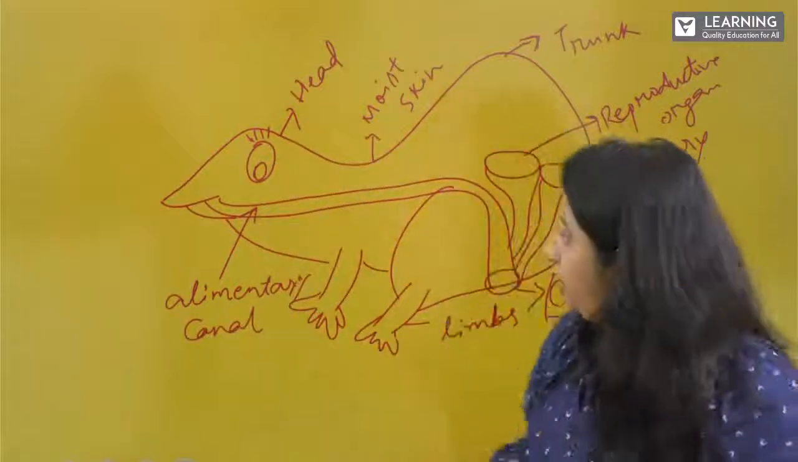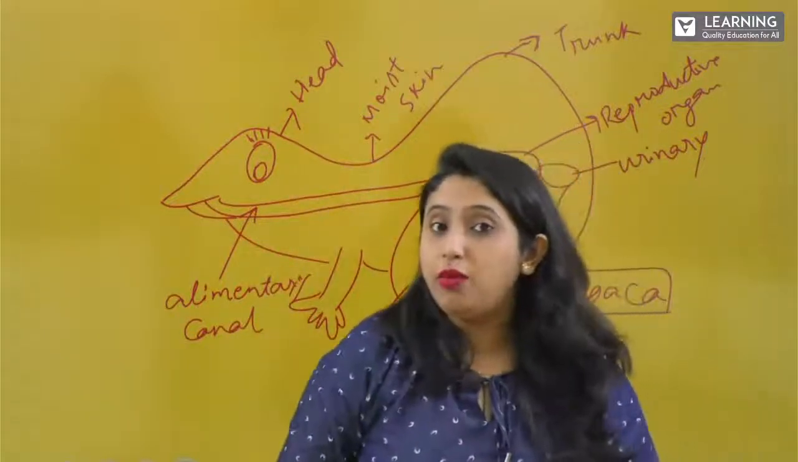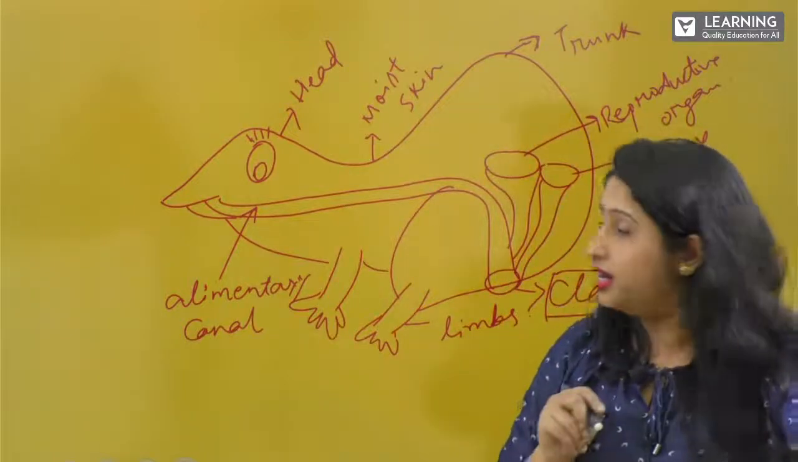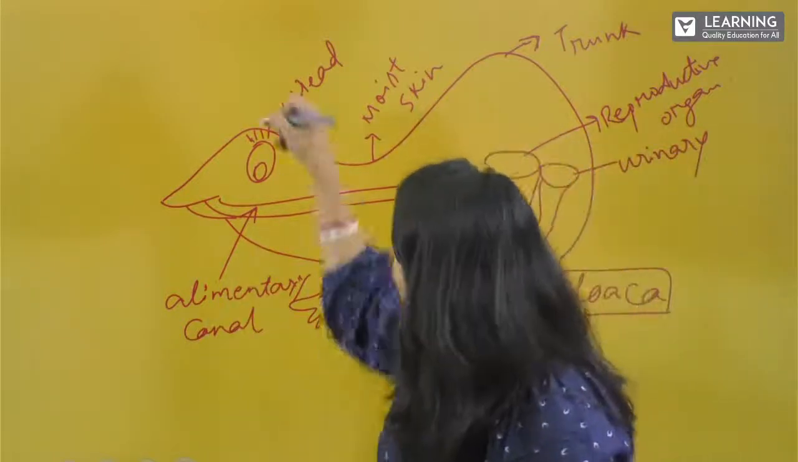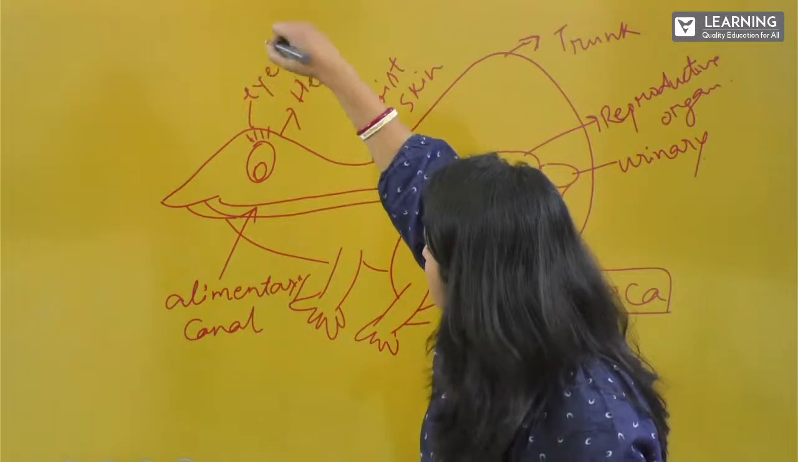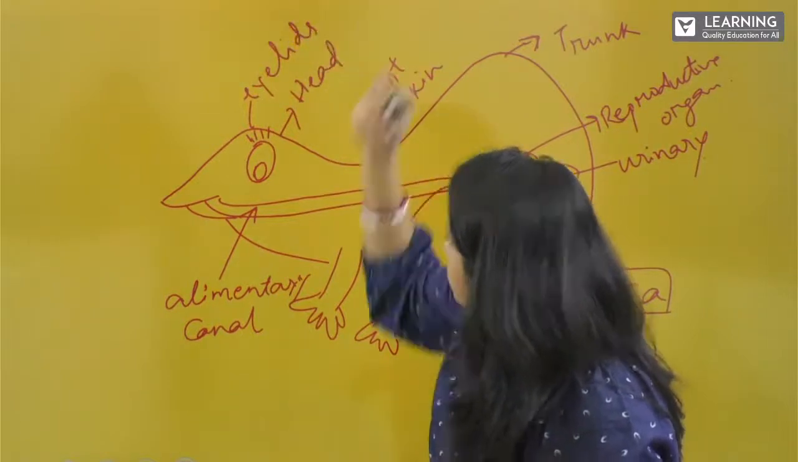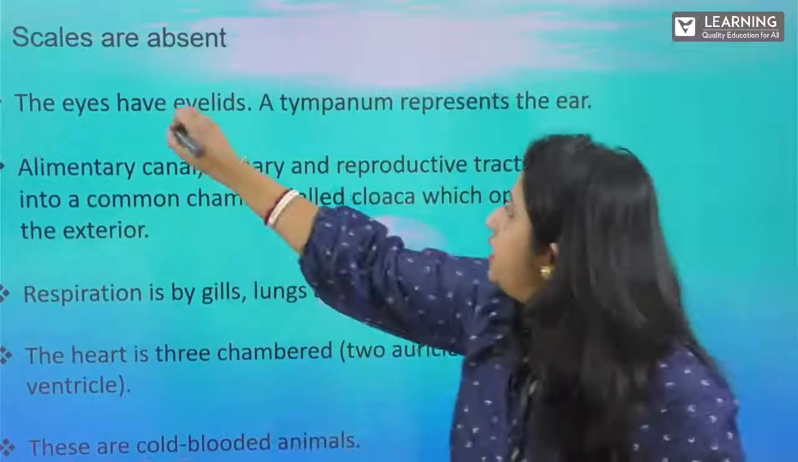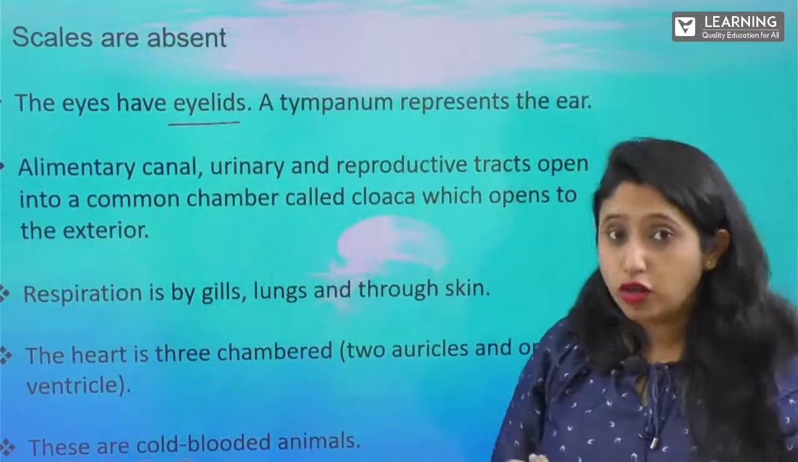They do not have a tail, okay? And the scientific name of your frog is Rana tigrina, okay? Yes, they have got eyelids. They have eyelids, right? The eyes have eyelids, which you have already seen.